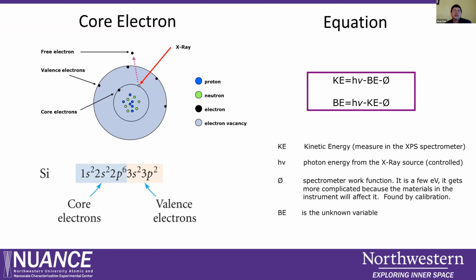Okay, so this XPS. The atom you see here is, for example, silicon. There are core electrons and valence electrons, like these orbits. The core electron is more stable in energy, but the valence electron can lose or gain more. So this X-ray can strike here and knock out the electron. The electron comes out, and then we analyze its energy. Using the analyzer, we can measure the kinetic energy.